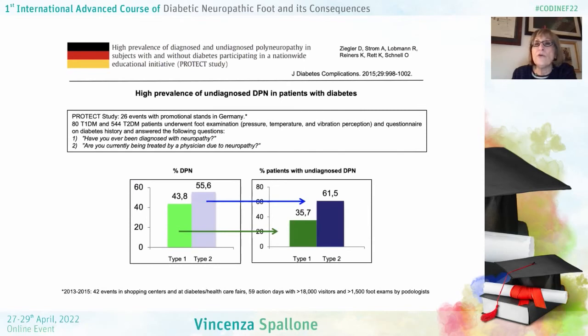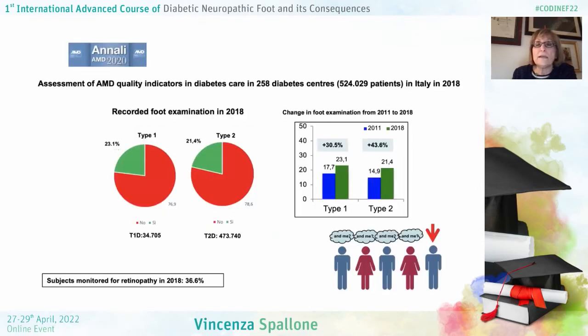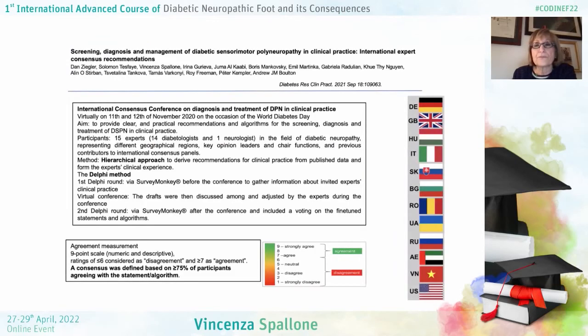But we know that there is a large underdiagnosis of diabetic polyneuropathy. This is a study from Germany, but we have just heard from Riyad Malik that it is the same in Qatar and in the Gulf regions. So there is a wide underdiagnosis of diabetic polyneuropathy. This is true also in Italy. Just 1 out of 5 people with type 1 and type 2 diabetes have foot examination.